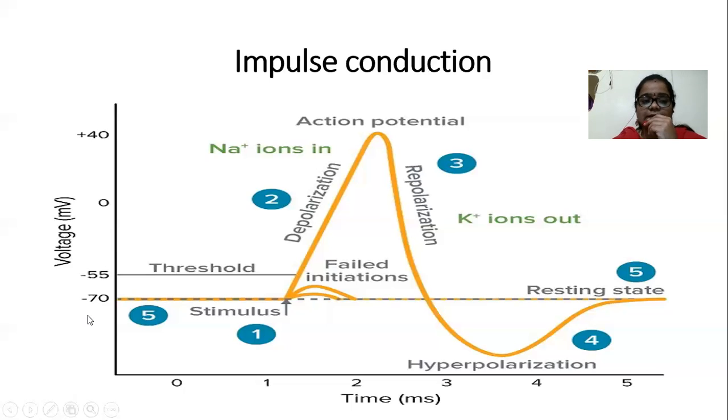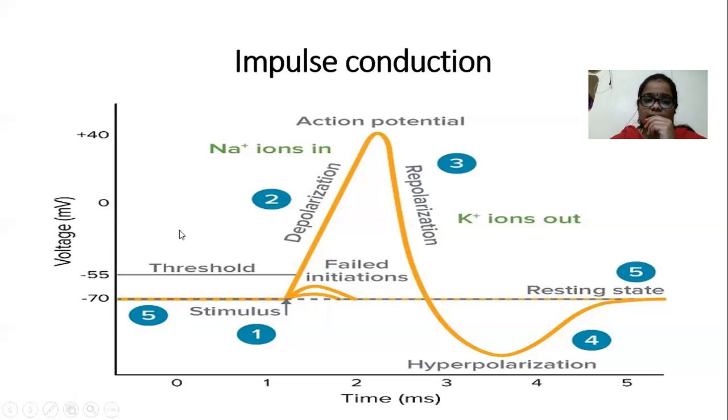Normally the resting membrane potential is minus 70 millivolts, but when a stimulus is applied to the neuron, initially the sodium channels open. Then the membrane potential slightly changes from minus 70 millivolts to minus 55 millivolts.